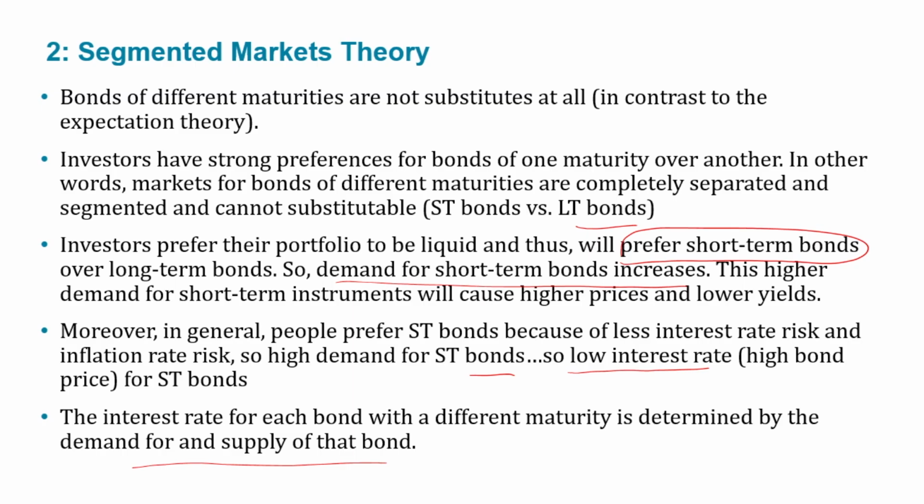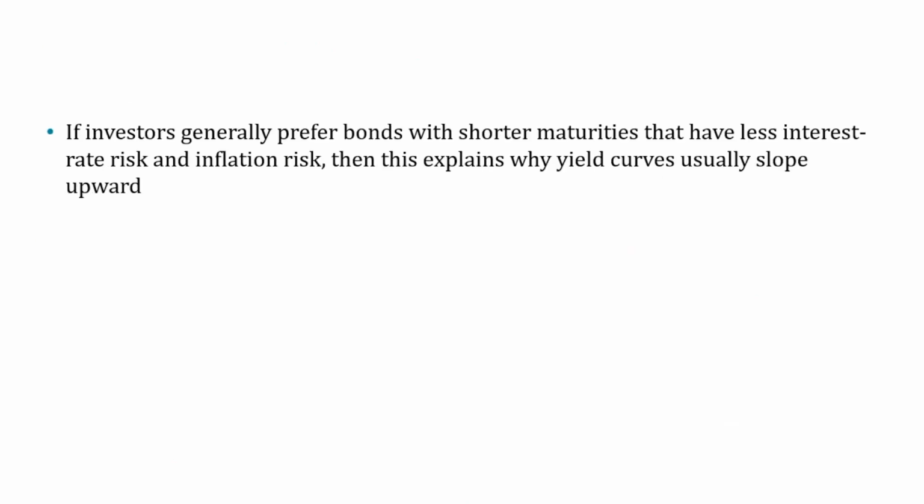The demand, for instance, based on that, there will be changes in the price of bonds. Accordingly, it will be reflecting upon the rate of interest. So simply to summarize this theorem here, short-term bonds are more liquid. There is less inflation risk, less interest rate risk. That is why there will be high demand for short-term bonds, then high price and low rate of interest as compared to the long-term bonds. So if investors generally prefer bonds with shorter maturities that have less interest rate risk and inflation risk, then this explains why yield curves usually slope upward.